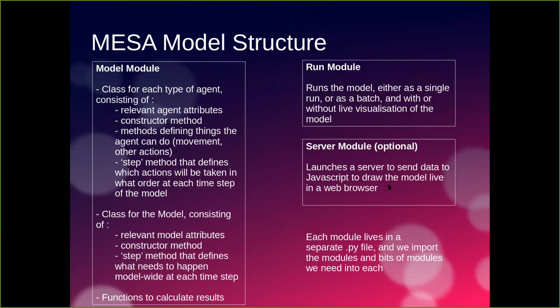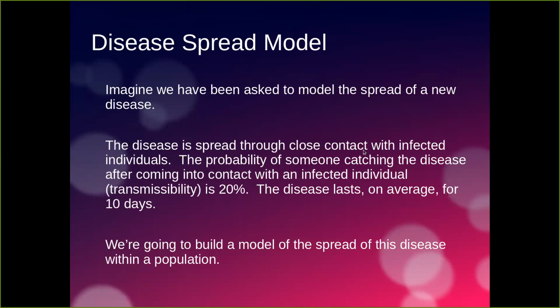The code used for the server module will always be identical every time you want to run that. So each of these modules lives in a separate .py file, and basically we just import the modules and the bits of modules we need into each of them. Now, clearly, most of your stuff is going to go into the model module. That's where you're going to put all the details about how the model works, and then essentially you've got one to describe how it's going to run, and then one optional one if you want to run it live, so you can watch your model environment play out in front of your eyes.